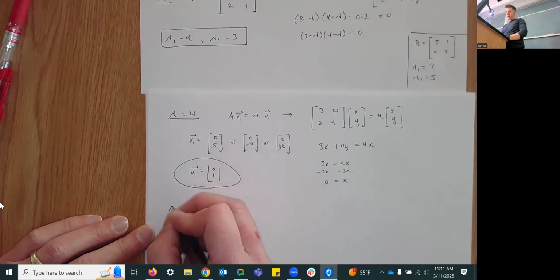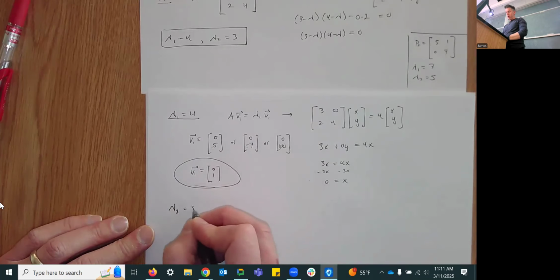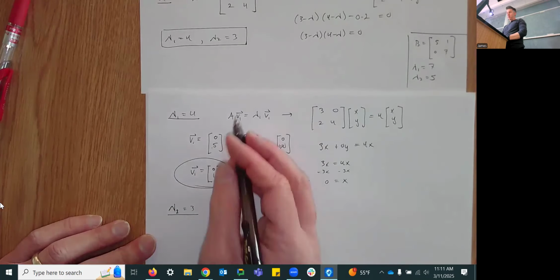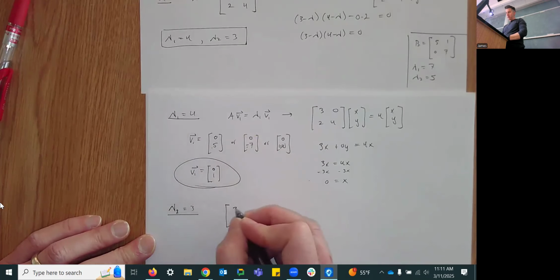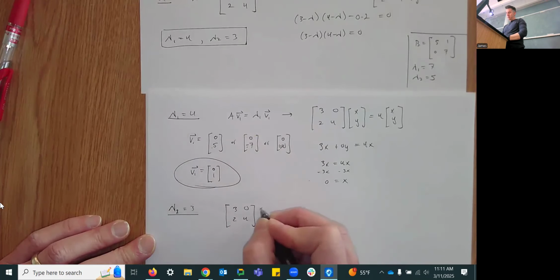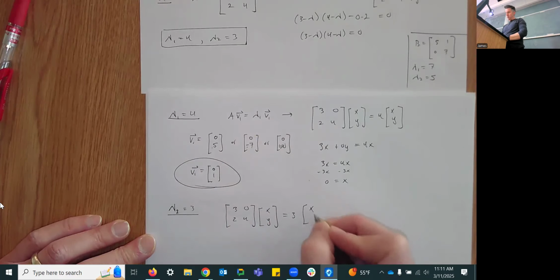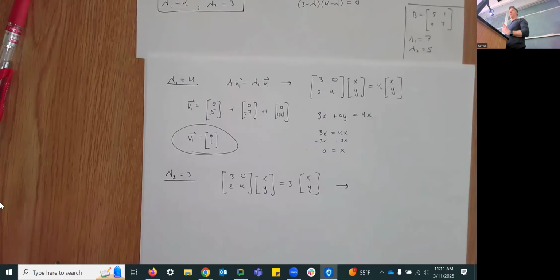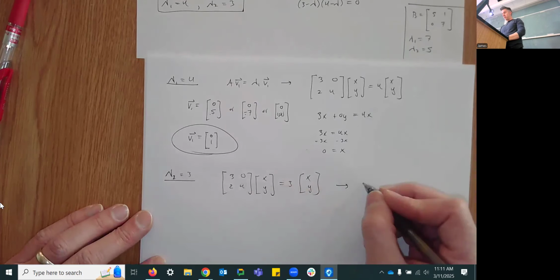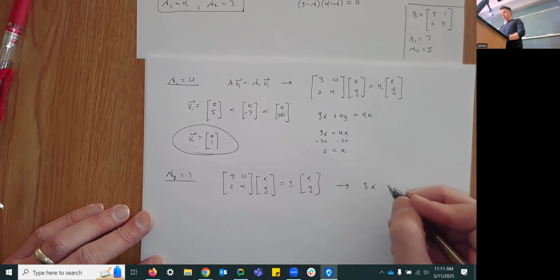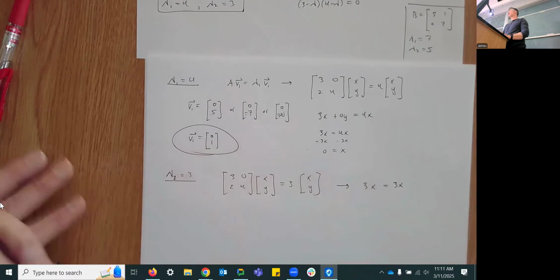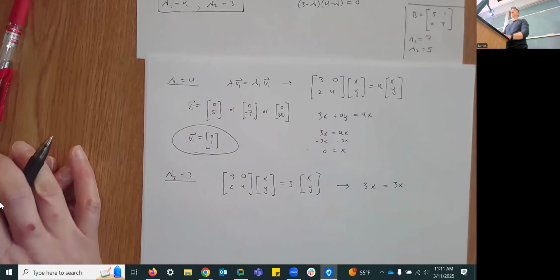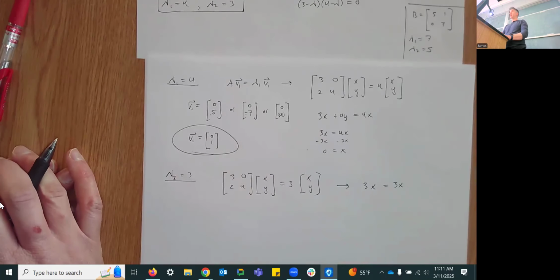Okay, for the other eigenvalue, things are actually a little bit more perplexing, I would say. For lambda 2 equal to 3, we have the following. 3, 0, 2, 4. Maybe not, actually. I could make an argument for either one being perplexing. But we have the same equation. So then if we try to solve this, this is the situation where the first equation doesn't help you. So our first equation is 3 times x plus 0 times y equals 3 times x. And this equation doesn't have a specific solution.